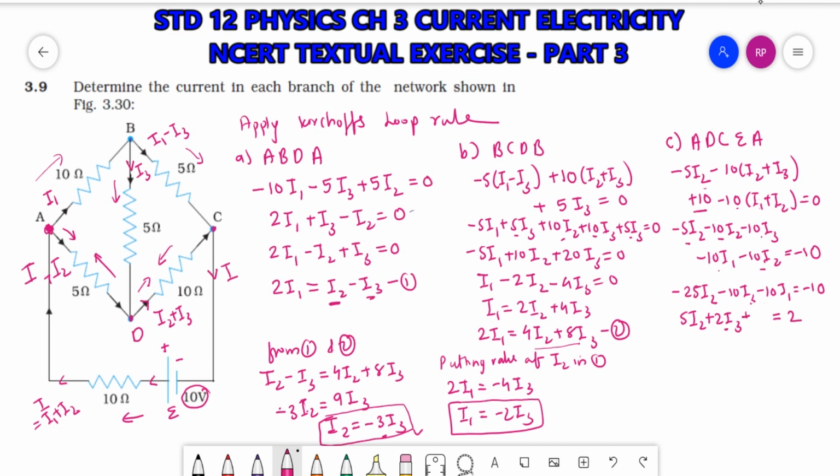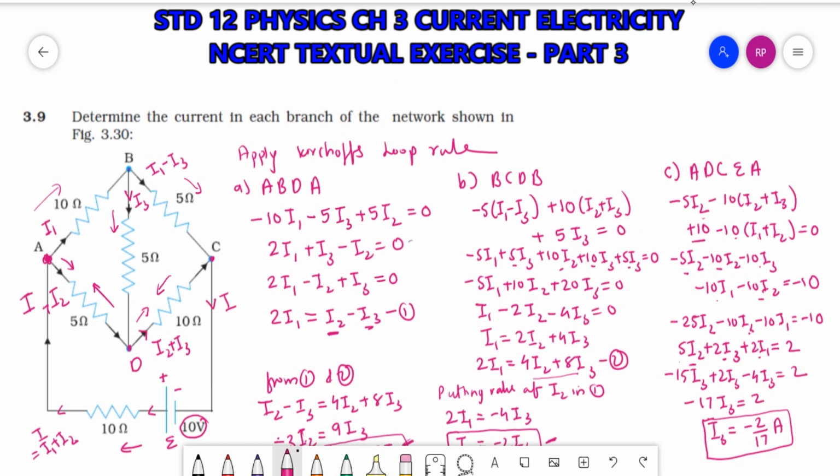It will be plus 2I1. Now, what is I2? Minus 3I3, right? So 5 into minus 3, minus 15I3 plus 2I3 as it is. I1 is equal to minus 2I3. So minus 4I3 equal to 2. So minus 15 plus 2, that is minus 13, minus 4, minus 17. Minus 17 I3 equal to 2. So I3 is equal to minus 2 by 17. And we got the value of I3.